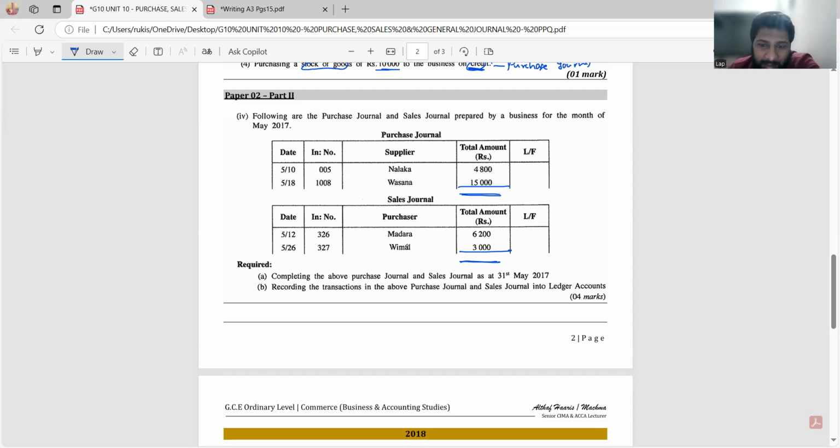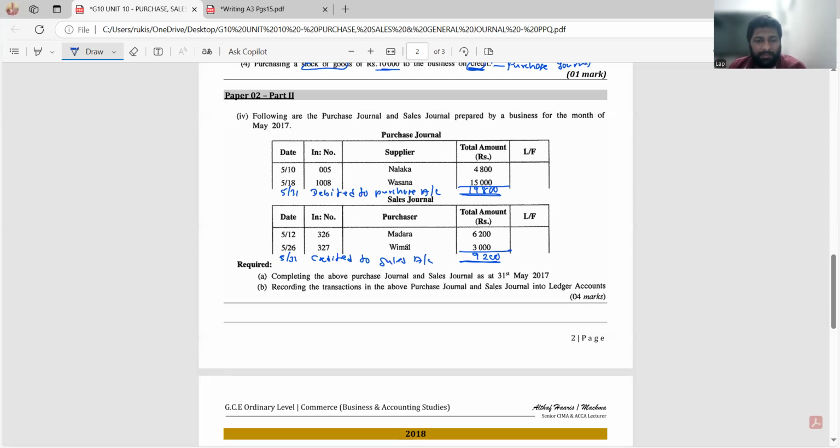Here, 19,800. 31 days. 531. Debited to purchase account. Here, 9,200. 531. Credited to sales.